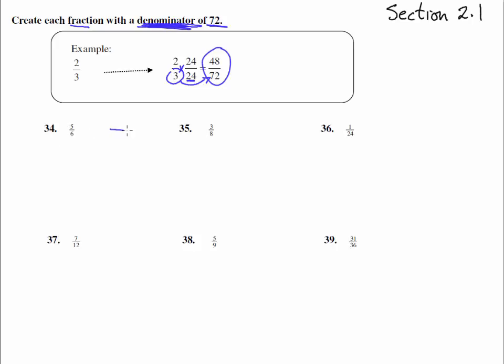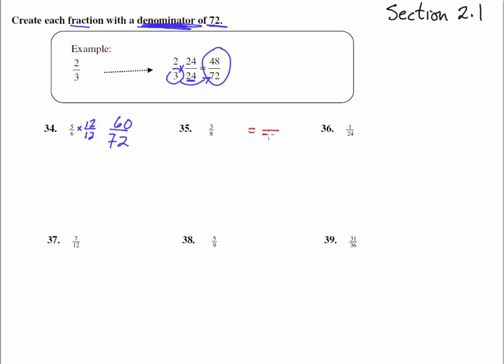We've got to make it so it says 72. 6 times what gives us 72? Well, 6 times 12 gives us 72. So that means we have to times 5 by the exact same thing and get 60. Good. Let's do this one.